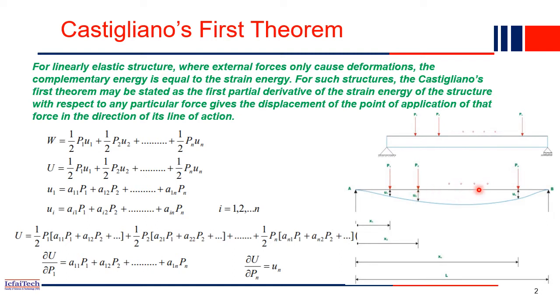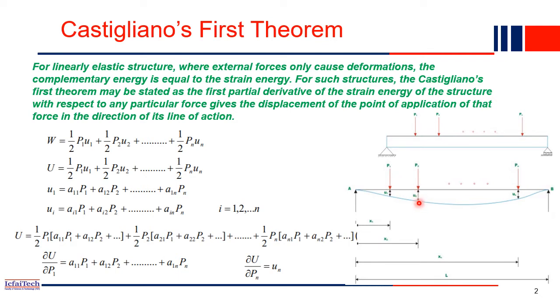So where we are finding the slope and deflection, at that point, whatever load is acting, we have to differentiate the strain energy with respect to that force only. If you take the derivative of the strain energy with respect to the force at that point, that will give you directly the displacement of that point in that direction. So that is our Castigliano's first theorem. The first theorem is related to how you can calculate the deflection in a beam.